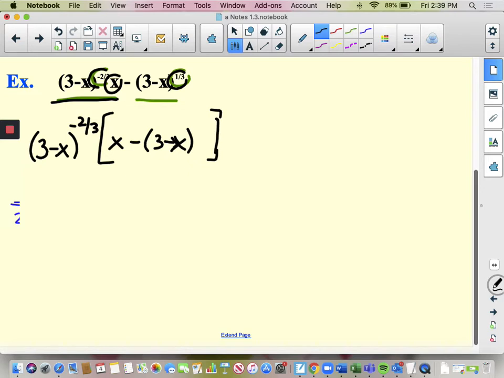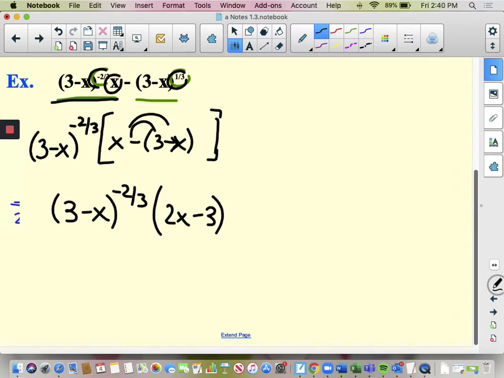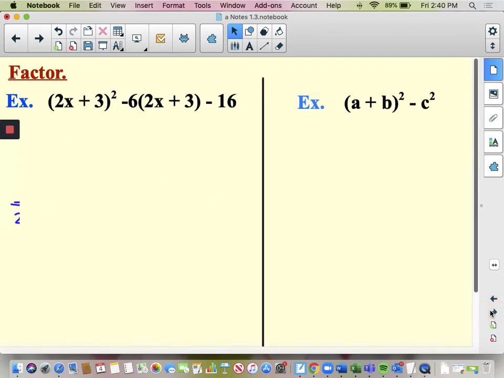All right, so I factored this out, and then left in the brackets, if I distribute that negative through, I'm really going to have a 2x minus 3, and that's the factoring. And I make this sound easy. Those are tricky questions. All right, more factoring.